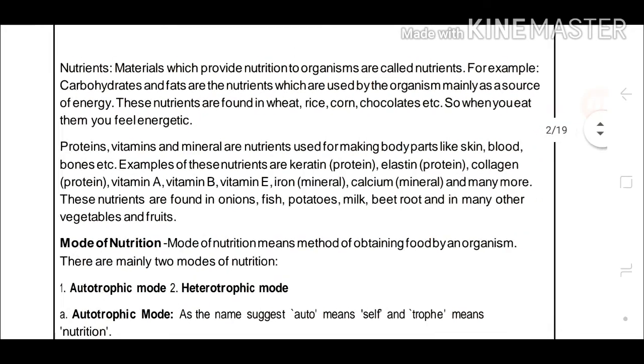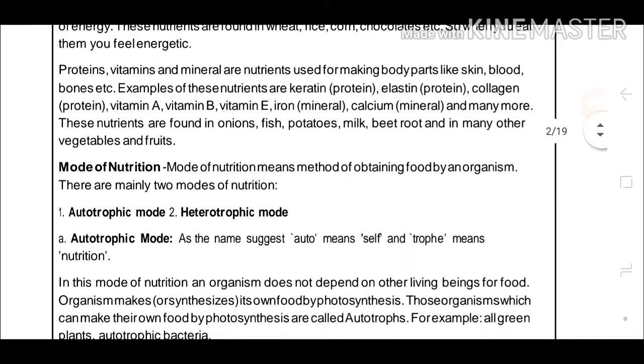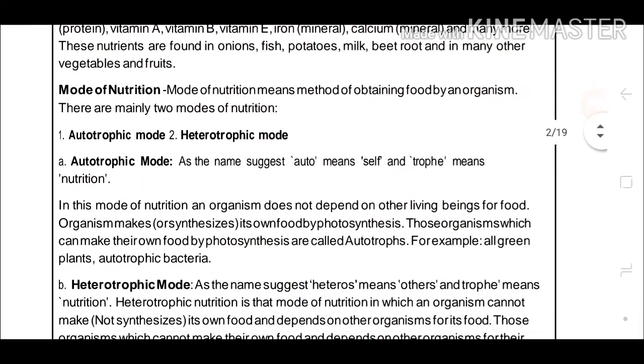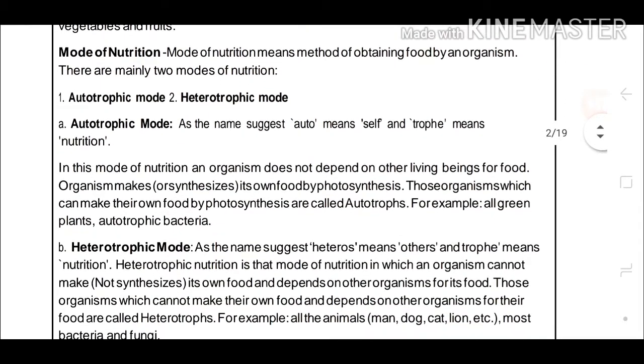Mode of nutrition. Mode of nutrition means method of obtaining food by an organism. There are mainly two modes of nutrition. 1. Autotrophic mode. 2. Heterotrophic mode.